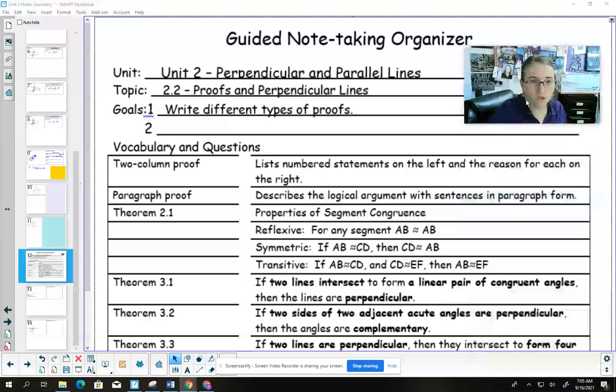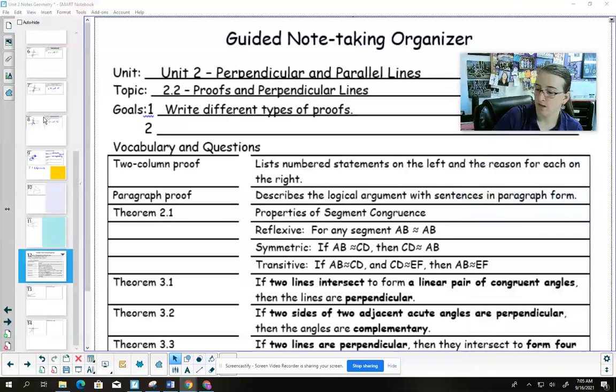Okay, so we're going to take a break really quickly. We're going to come back to those angle relationships, alternate interior, alternate exterior, all that stuff, in the next lesson. Before we do that, we're going to talk about proofs.